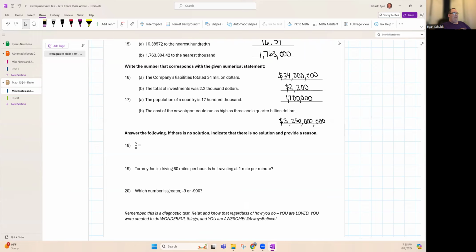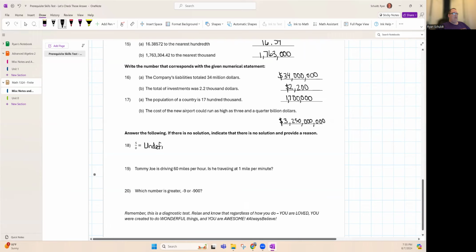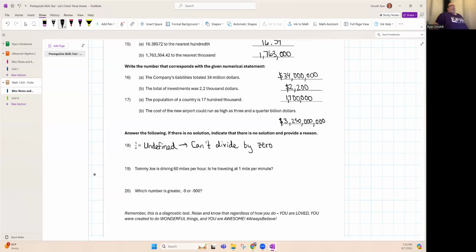For the last three, we have to just answer the following questions. If there's no solution, indicate it and provide a reason. 5 divided by 0 is undefined. That is our answer. Why? We can't divide by 0. Tommy Joe is driving 60 miles an hour. Is he traveling 1 mile per minute? Yes, he is.